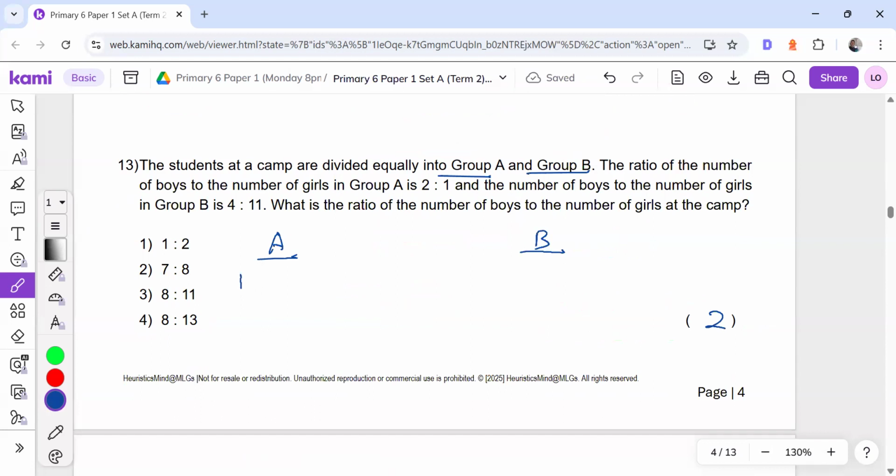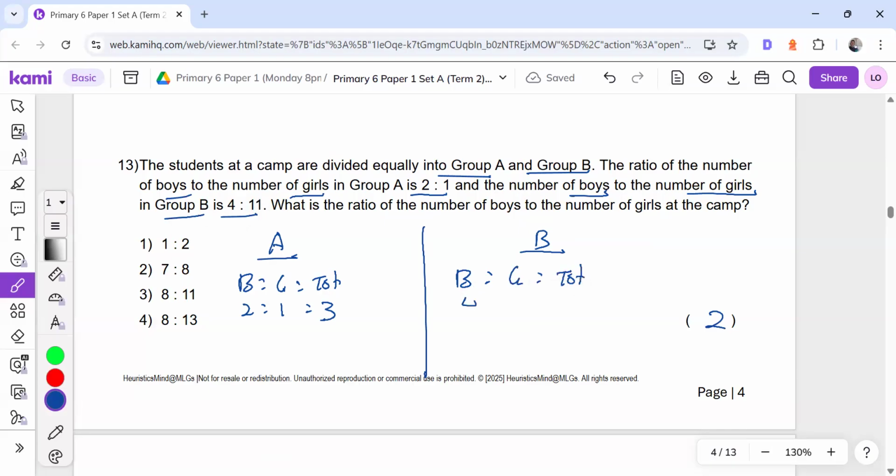Why? Because the ratio of boys to girls in Group A is 2:1. Now, you remember that you must put the total. If you still haven't put the total, try to remember that because otherwise you'll be stuck. The boys to girls in Group B is 4:11, so the total also must be there. Total is 15. And look at the two ratios.